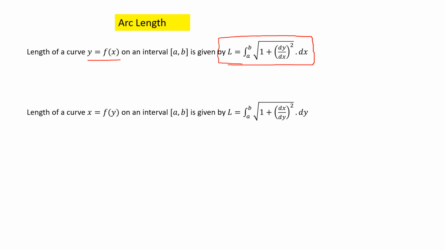Suppose my curve is in terms of y, that is x is equal to f of y, then I have to use capital L is equal to integral a to b square root of 1 plus (dx by dy) the whole squared into dy. The meaning of dy by dx is the derivative of y with respect to x. The meaning of dx by dy is the derivative of the function x with respect to the variable y.